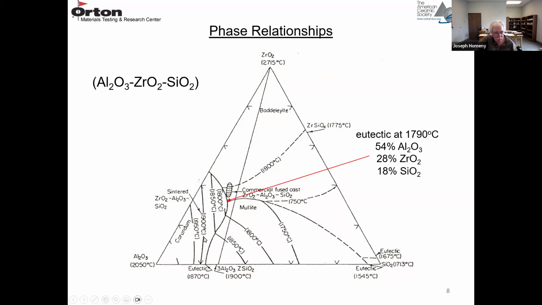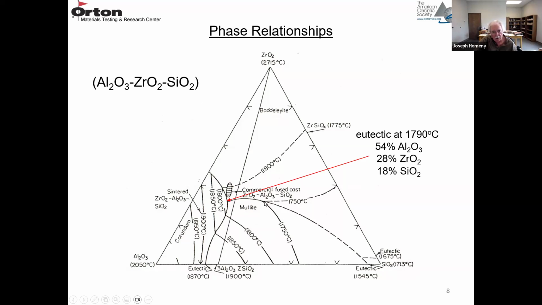So there's the corundum phase field, alumina. There's the mullite phase field, 3Al2O3, 2SiO2. Baddeleyite phase field is here, that's ZrO2. This is the zircon phase field, ZrSiO4, and then over here would be silica, SiO2.